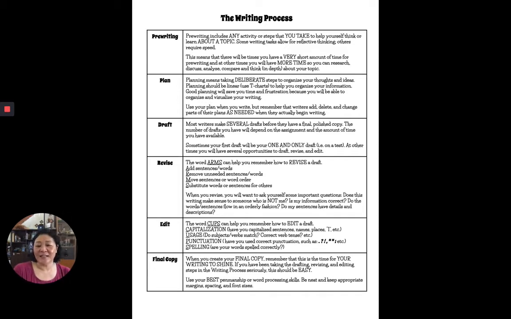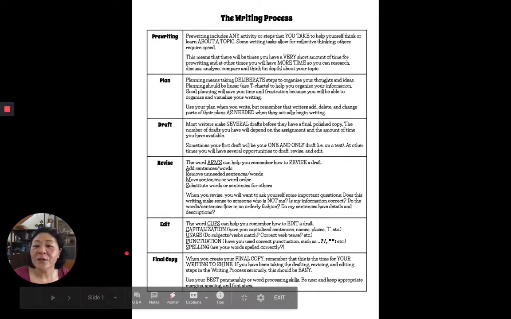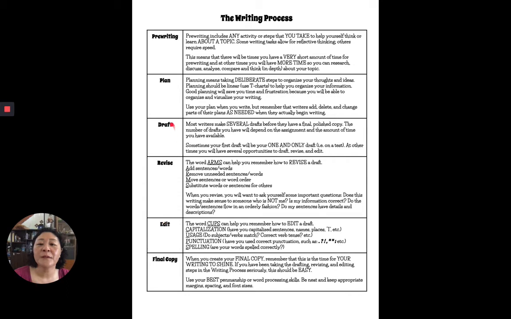And the S in CUPS stands for spelling. Are your words spelled correctly? You really want to try to put forth your best effort, especially for a big writing project, that you've spelled your words correctly.